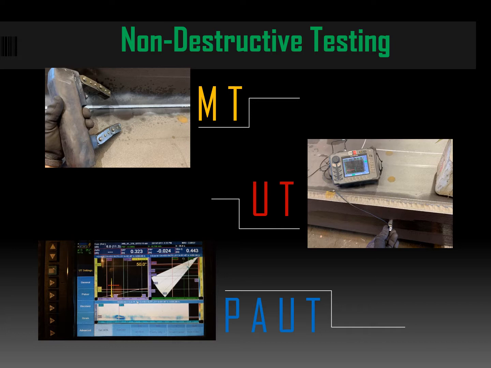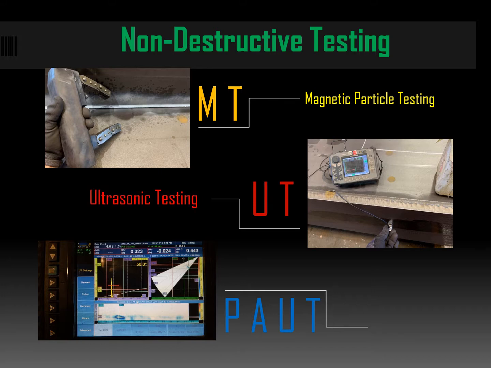NDT stands for non-destructive testing. It is a term that encompasses various inspection techniques that are used to determine the presence of defects in components or welds. MT stands for magnetic particle testing. It is the most common technique when inspecting welds in carbon steel and looking for surface breaking discontinuities. UT refers to ultrasonic testing. It is often used to detect subsurface discontinuities in components.